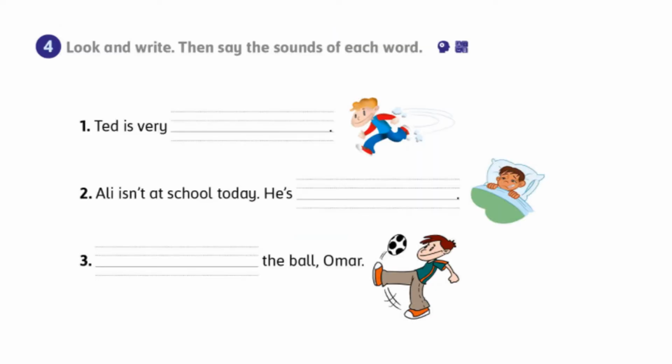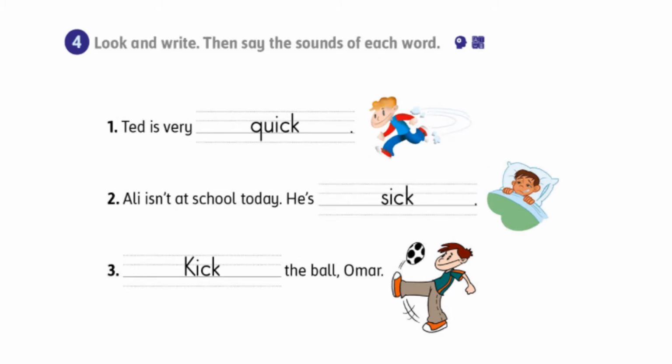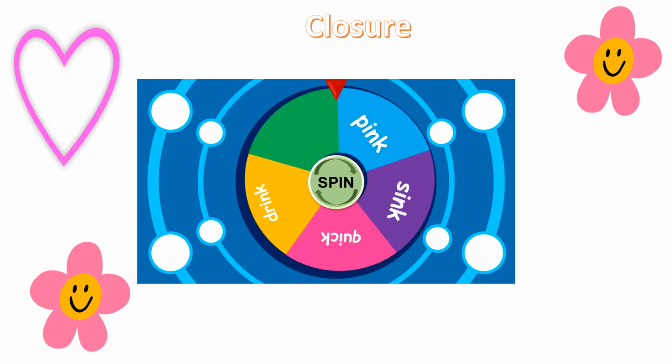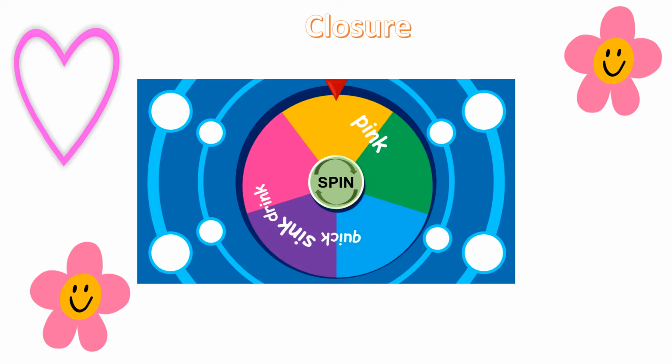Now we come to do exercise number 4. Look and write, then say the sound of each word. Sid is very quick. Number 2, Ali isn't at school today. He is sick. Very good. Number 3, kick the ball. Oh, very good. Quick, sick, kick. Closure of the lesson. Of course, you can read the words in yellow, pink, and so on.